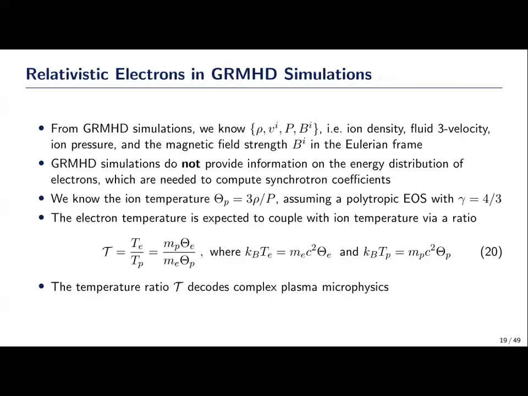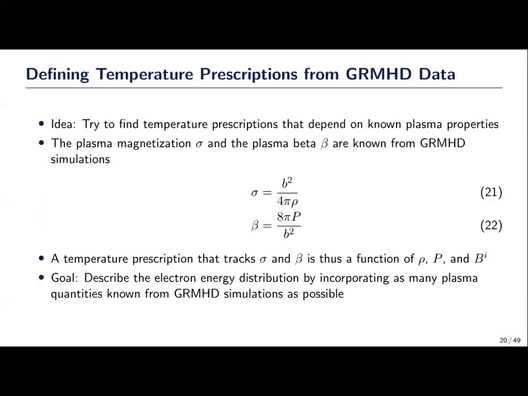If we go back, we can compute from these particle-in-cell simulations the electron distribution function and the electron properties, but we can also compute GRMHD variables in our particle-in-cell simulation. The idea is to then track the plasma sigma and plasma beta, and hopefully come up with a good fit and describe the electron temperature as a function of these plasma properties. In an ideal world, we use everything that we have from our GRMHD simulation to be as accurate as possible in describing this electron temperature ratio.